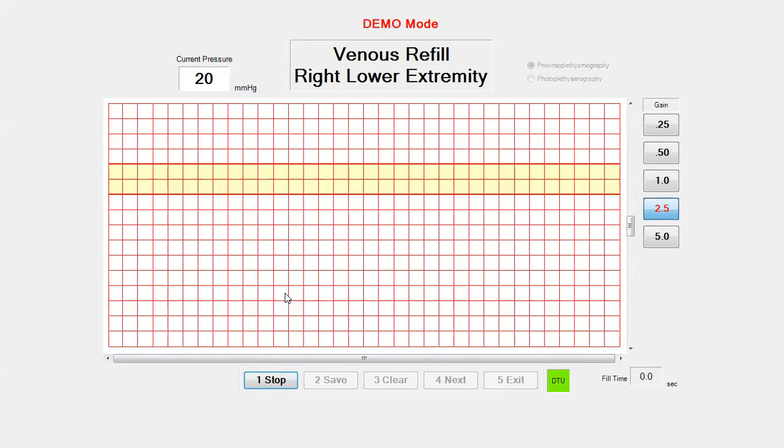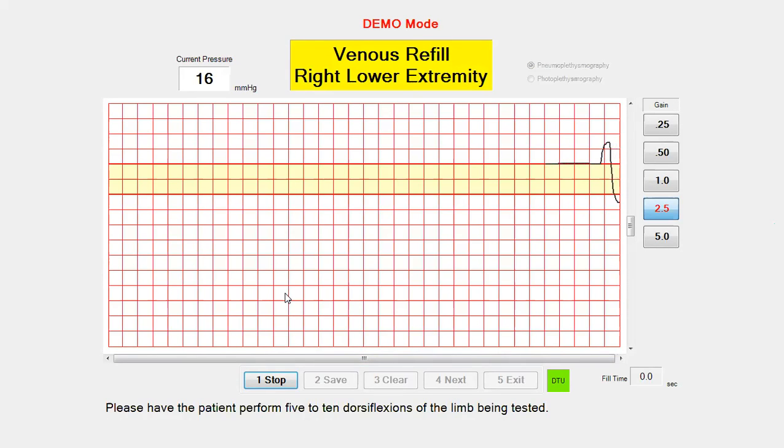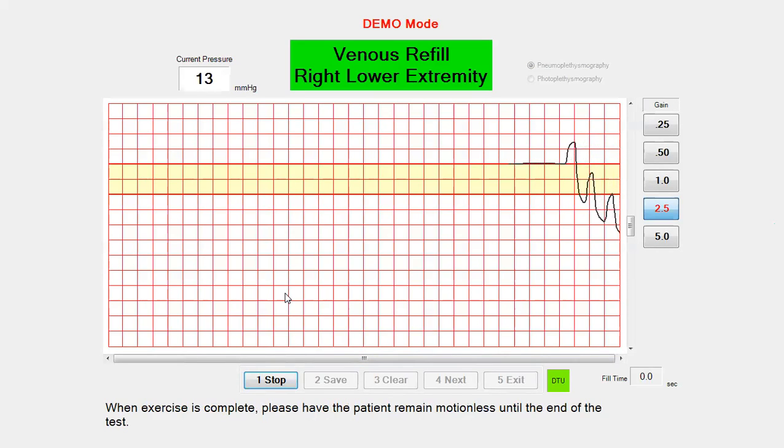In a second here, the system will instruct the technician to have the patient begin dorsiflexions. You'll see it in yellow. There it is. Please have the patient perform 5 to 10 dorsiflexions. The patient will perform the exercise 5 to 10 times.